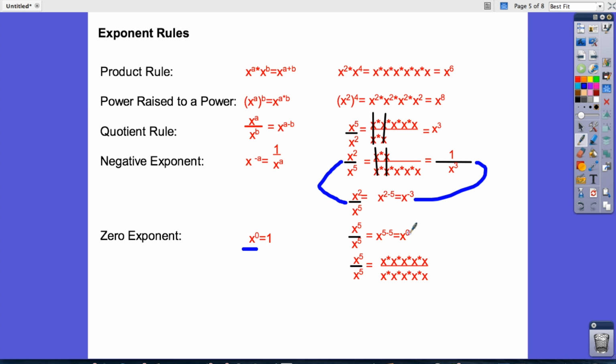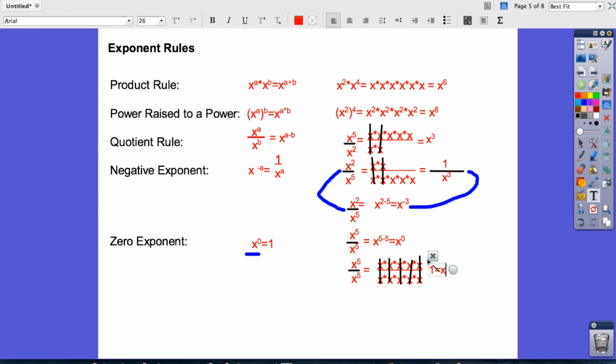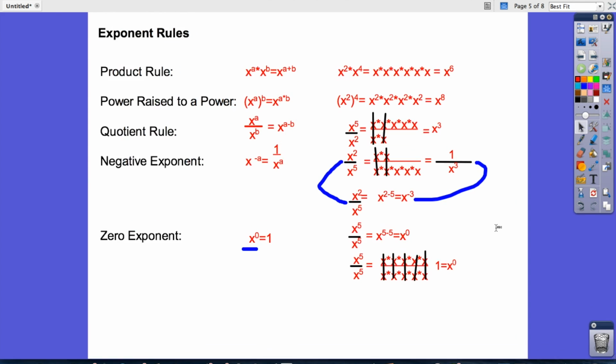If you do it the original way, where you're just simplifying, you expand the numbers, you're canceling what they have in common, and you'll notice all of these things are canceled out. Well, x divided by x is just 1. Therefore, x to the 0 power is 1.